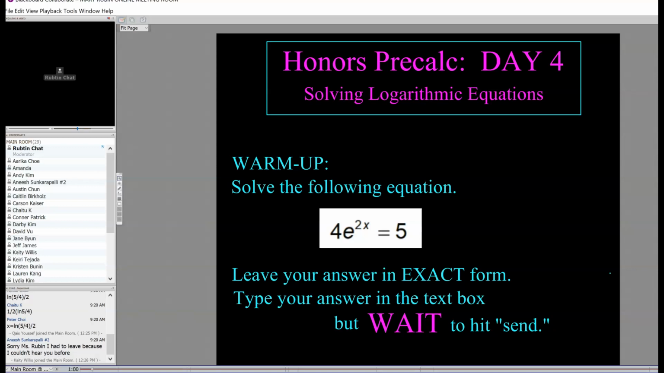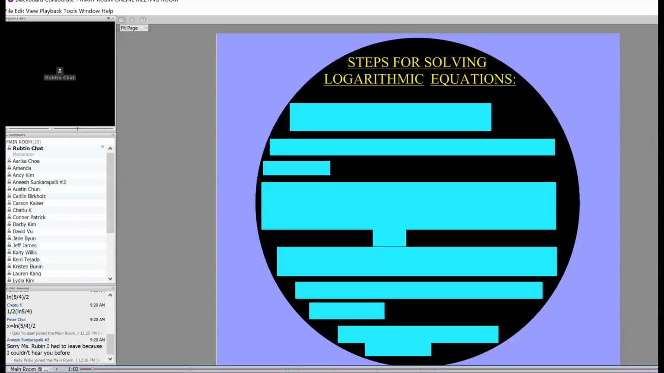So I have steps. I'll show you these steps, and then we're going to go through one, and then we'll revisit them so you can see the context, because oftentimes steps are not helpful unless you know what it looks like in the problem.